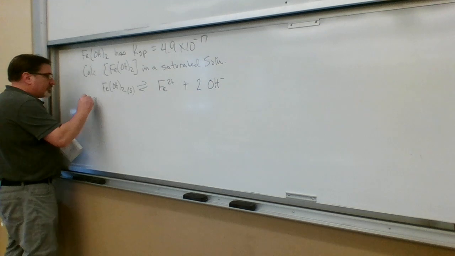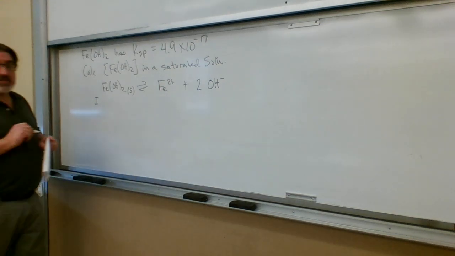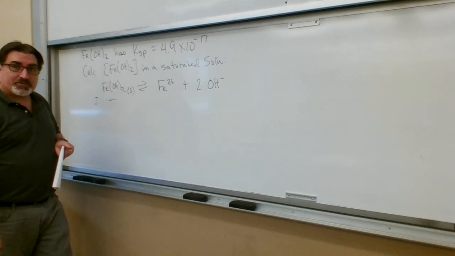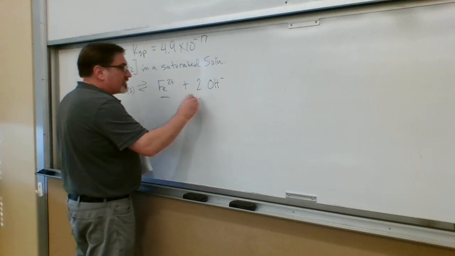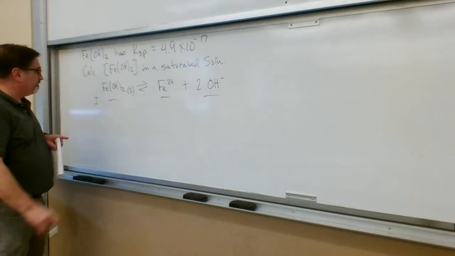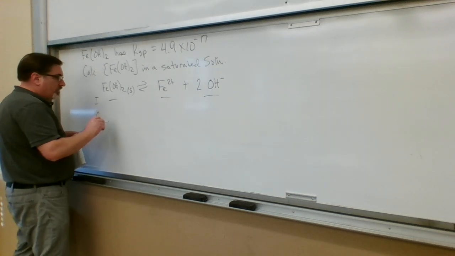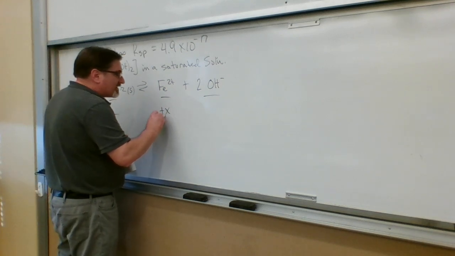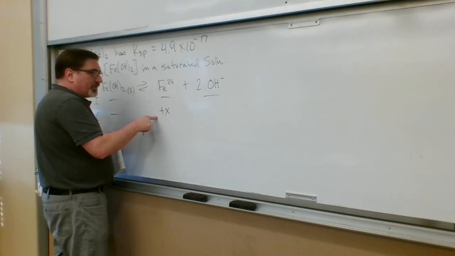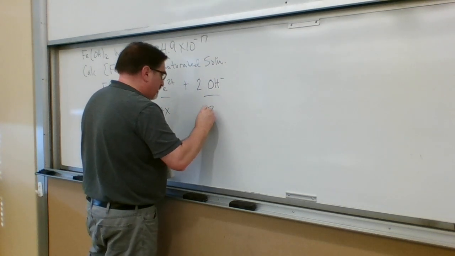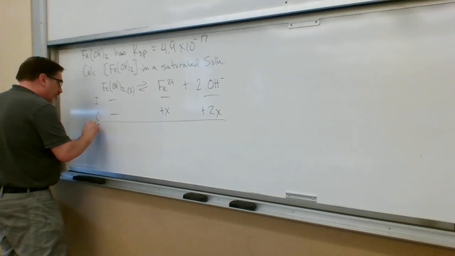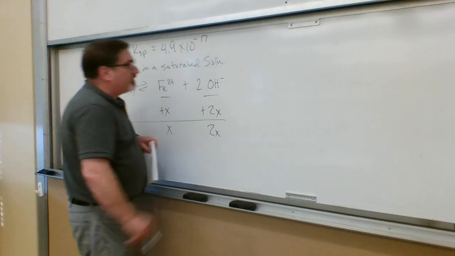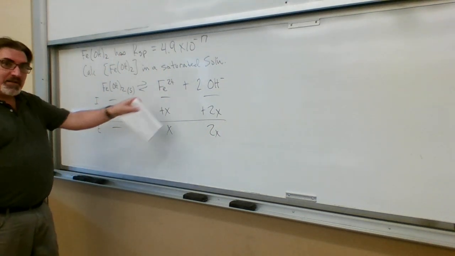Now under initial conditions, when we just put in some Fe(OH)2, all that's there is Fe(OH)2 as a solid. Solids never show up in the ice tables, right? We ignore them. There's no Fe2+ or OH minus because we just now put it in. Next up, the change stage. Don't worry about the Fe(OH)2. It's a solid. We gain X amount of Fe2+ because there's a 1 up there, plus X and plus 2X for OH minus. So at equilibrium, we're still not worrying about Fe(OH)2. We got X and 2X for Fe2+ and OH minus respectively.